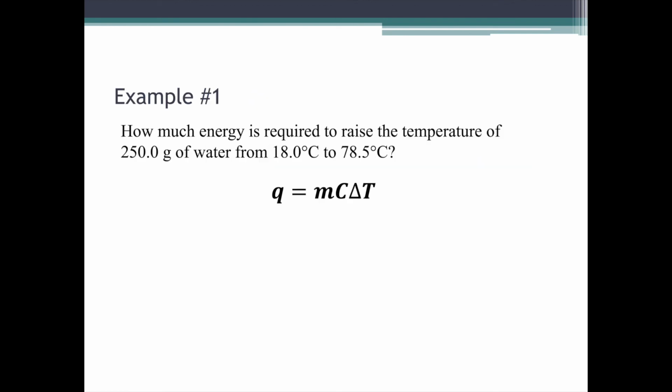So let's look at what some of these questions might look like. In example 1, it says how much energy is required to raise the temperature of 250 grams of water from 18 degrees Celsius to 78.5 degrees Celsius. The question is asking me for energy. That means it wants Q. So I have to make sure I have M, C, and delta T. The mass is 250 grams. Great. Specific heat. It doesn't tell me that outright, but it does tell me that it's water. And the specific heat capacity of water is 4.18 joules per gram degree Celsius.